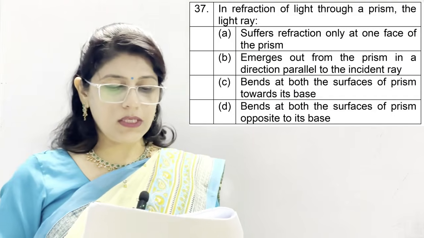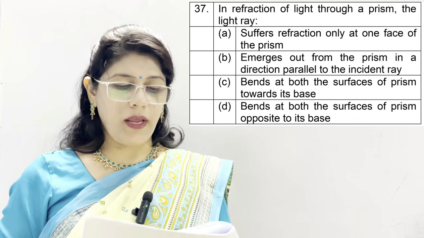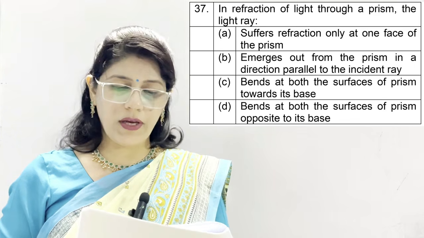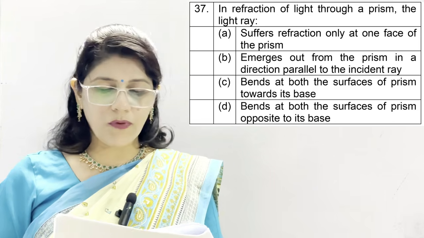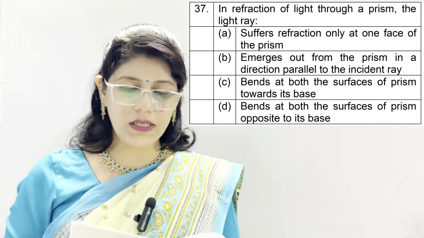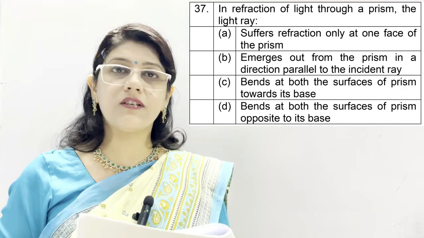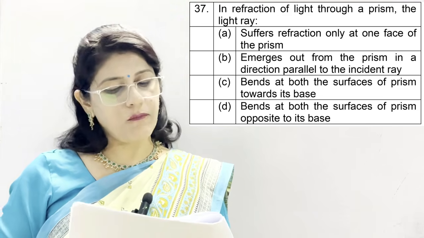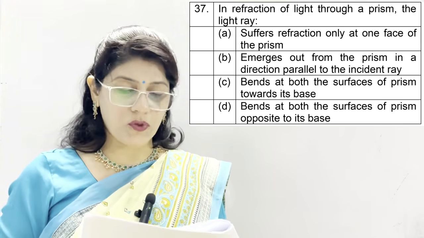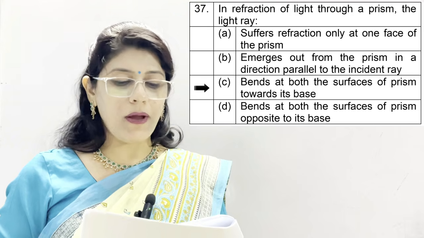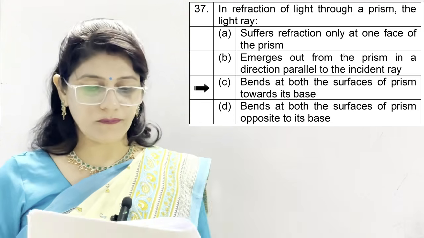In question number 37, in a refraction of light through a prism, the light ray: option A, suffers refraction only at one face of the prism; B, emerges out from the prism in a direction parallel to the incident ray; C, bends at both the surfaces of the prism towards its base; and D, bends at both the surfaces of the prism opposite to its base. And the correct option is C, which means bends at both the surfaces of the prism towards its base.